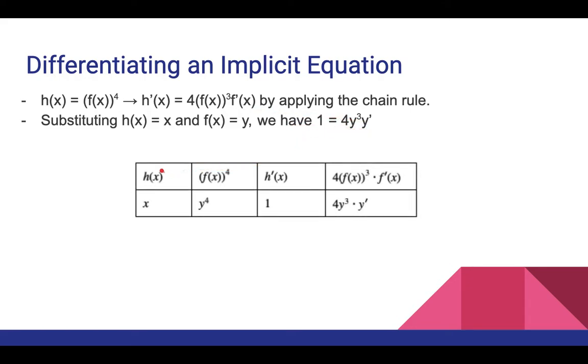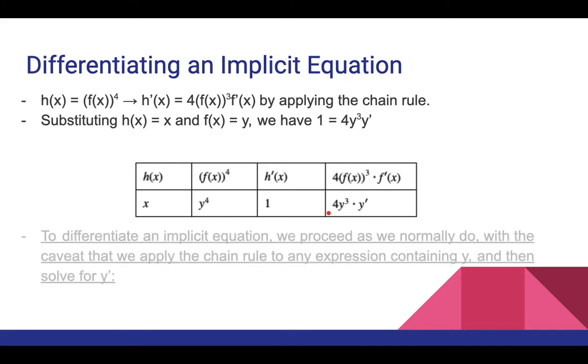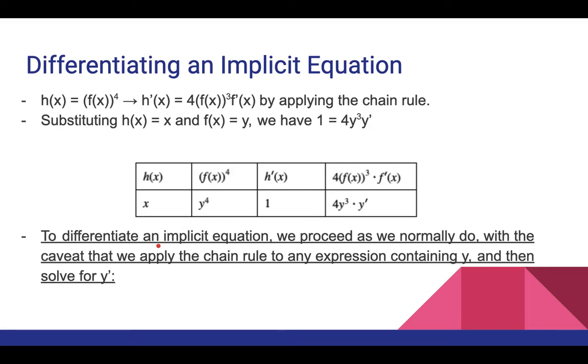So comparing our results, we have h of x, we have f of x to the 4th. When we plug in x for h of x, we get the derivative is just 1. And when we plug in y for f of x to the 4th power, we get the derivative as 4y cubed times y prime, just by applying the chain rule. So what this means is that if we want to differentiate an implicit equation, we proceed as we normally do with derivatives, except that whenever we come across an expression containing y, like we did right here, we apply the chain rule to the result.